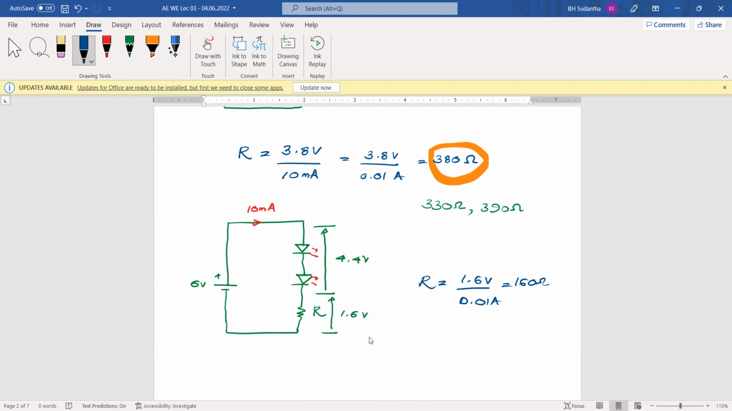In practice, for the theoretical calculation at your examination, if I ask this question, then you have to do this theoretical calculation like this. But when you do this practically, when you go to the market, you cannot find a 160 ohm resistor there. Then you have to take the nearest resistor value.